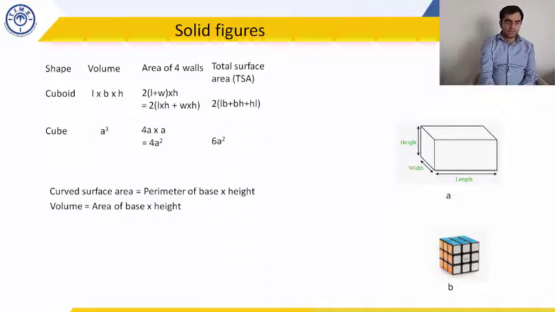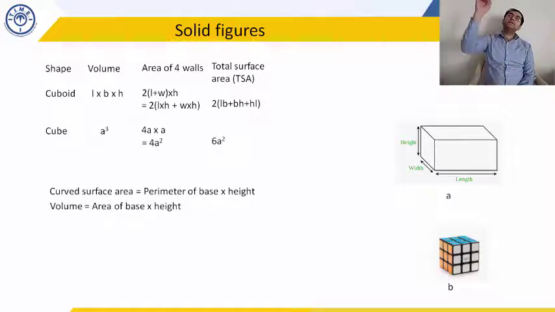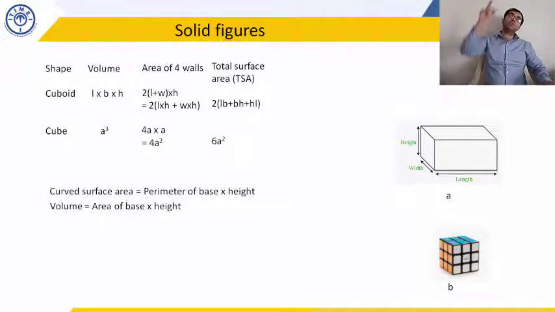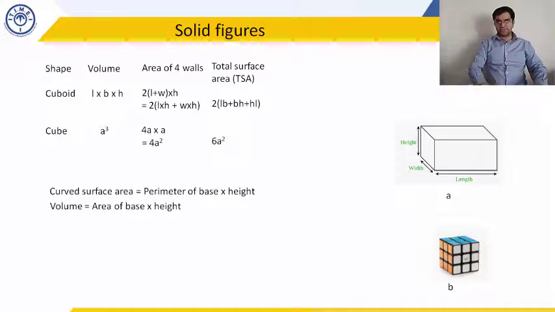Now we come to another item, and that is the total surface area. What would be the total surface area of a cuboid? We took the area of the 4 walls as 2LH plus 2WH. Now we need to add the top and the bottom face. What is the bottom face? Length into breadth. What is the top face? Length into breadth. So what is the total surface area? 2 times LB plus BH plus HL. I am using breadth and width terms interchangeably. It's the same thing, whether you write B or W.